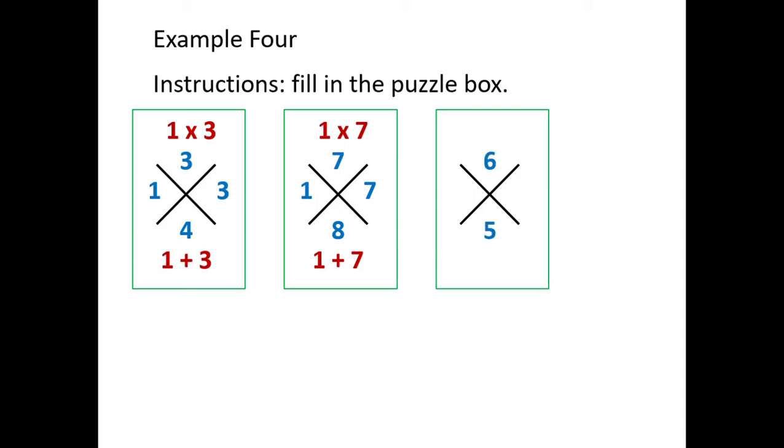Okay, let's try another one. 6 and 5. Well, notice that with 6, there is more than one way to get to 6. You could multiply 2 times 3. You could multiply 1 times 6. You've got 2 different ways to get there. So which one is it?